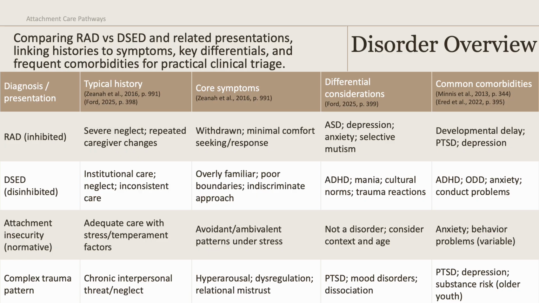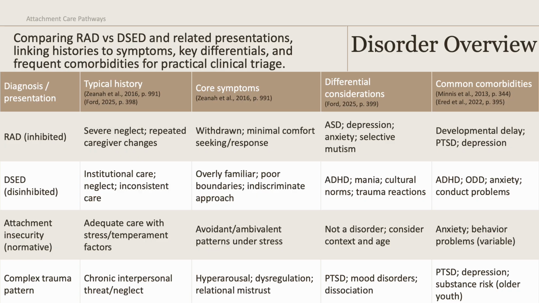Differential considerations: we need to rule out autism spectrum disorder, which can also present with social withdrawal, major depression, which shares the emotional flatness, anxiety disorders, and selective mutism. The key distinguishing feature is the direct link to early caregiving disruption.